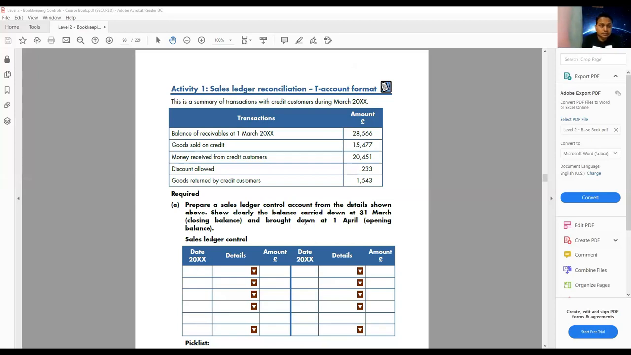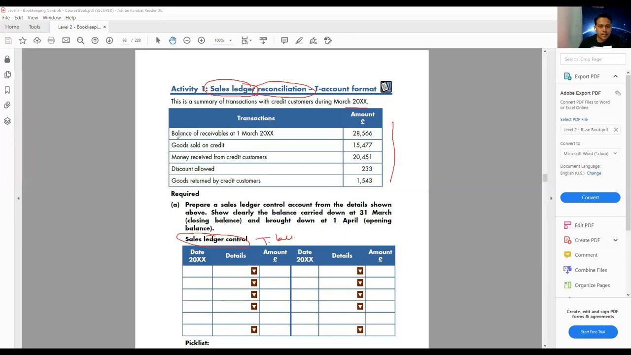In activity 1, sales ledger reconciliation. This is a summary of transactions with credit customers during March. So you're talking about the sales ledger account. Sales ledger is an individual balance, and we talk about reconciliation. Now we don't have any customer names separately, maybe you're going to see it later on. But for the time being, we can see here sales ledger control, that is the total balance.